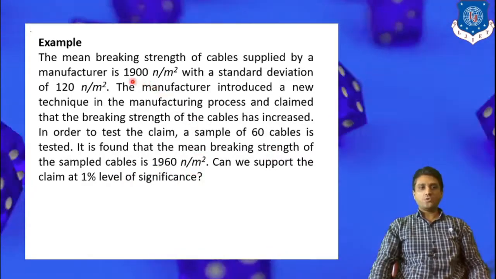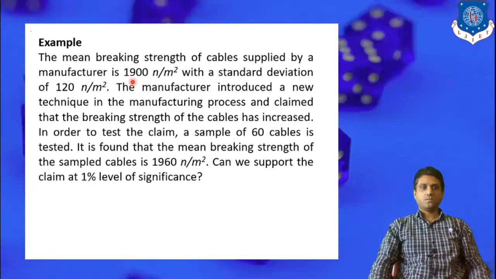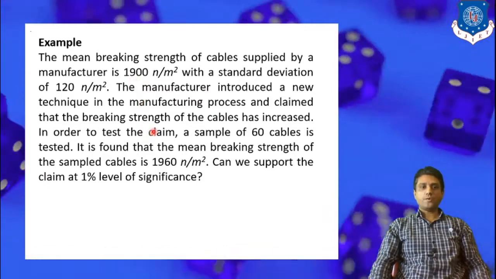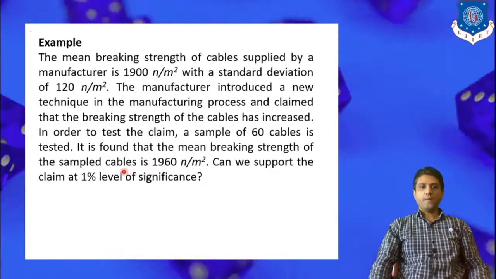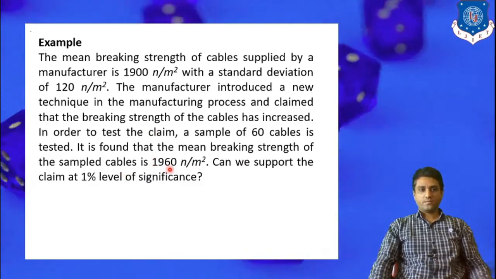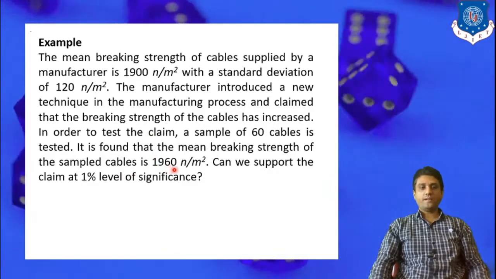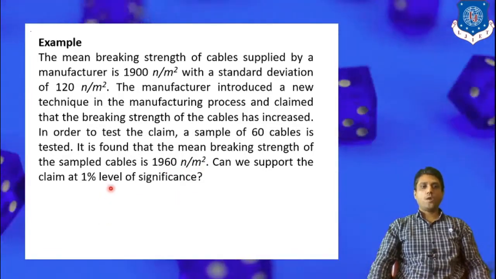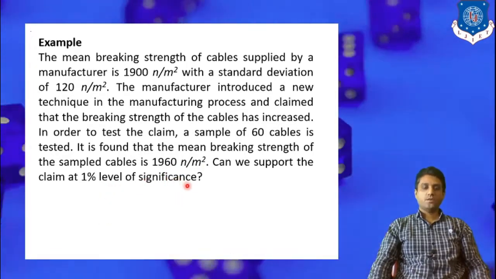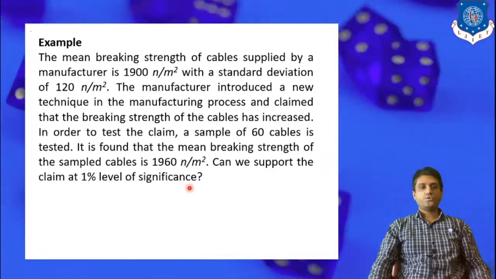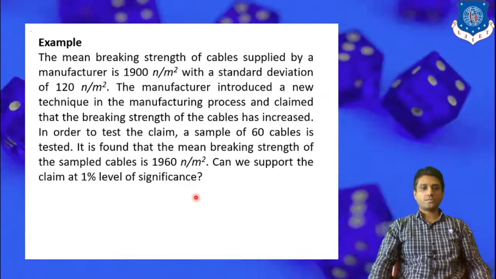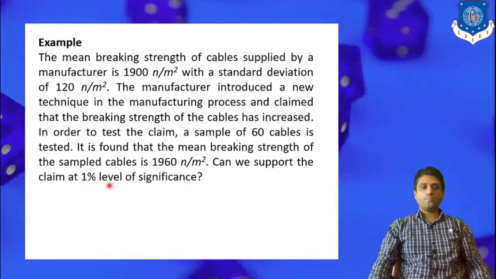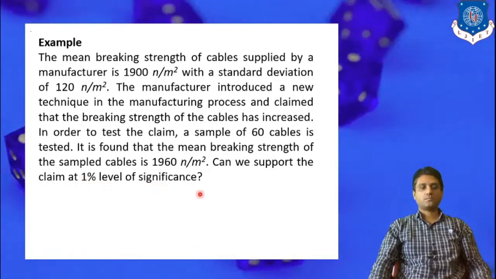So in general it is observed that the breaking strength of the cable is 1900, but when they developed some new strategy, the breaking strength increased from 1900 to 1960 Newton per meter square. Can we support the claim at 1% level of significance? So let's start to check whether this hypothesis is accepted or rejected at the 1% level of significance.